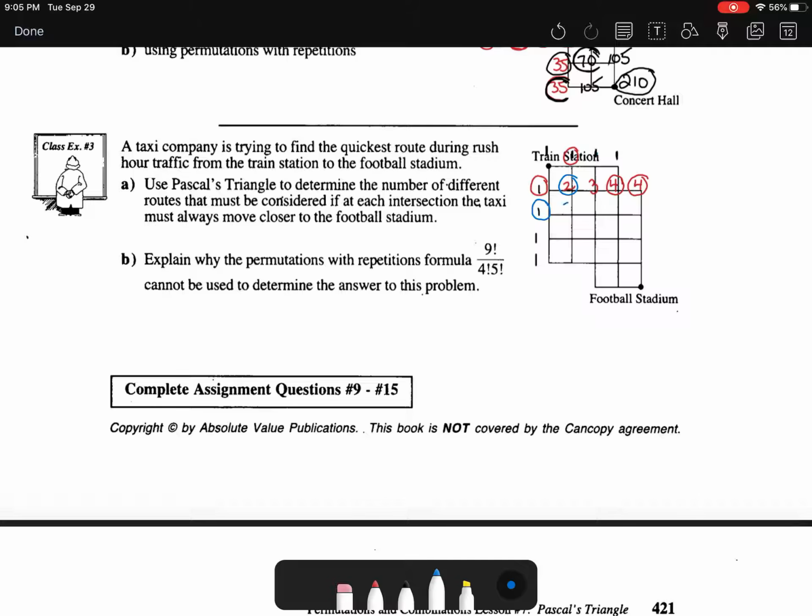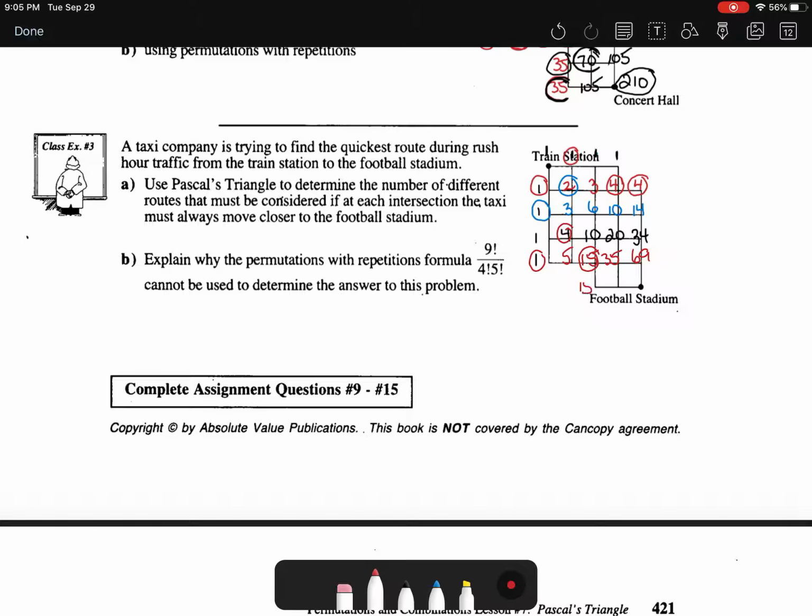So 2 and 1, that is 3. 3 and 3 is 6. 6 and 4 is 10. 10 and 4 is 14. And the pattern continues: 4, 10, 20, 34. And again, keep going. 1 and 4, that's 5. That's 15, that's 35, that's 69.